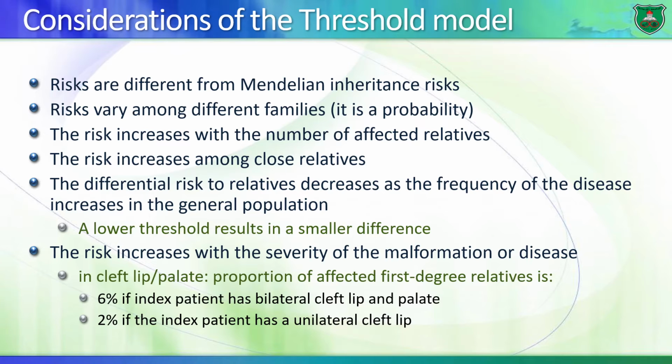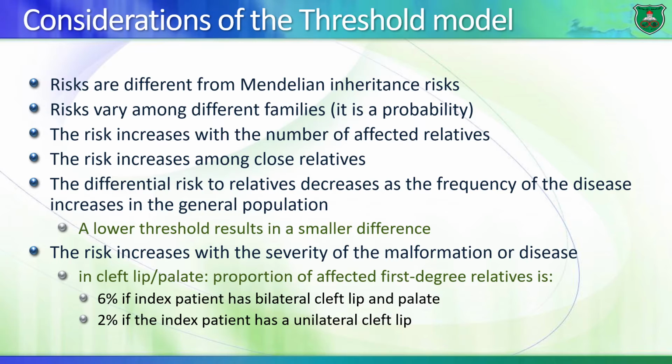Something else is that the differential risk to relatives decreases as the frequency of the disease increases in the general population. Okay, so the thing is, if the disease is more widespread in a population, the risk of a family member to develop a condition decreases. Why? Because there is a lower threshold that results in a smaller difference between a family of affected individuals and the population.